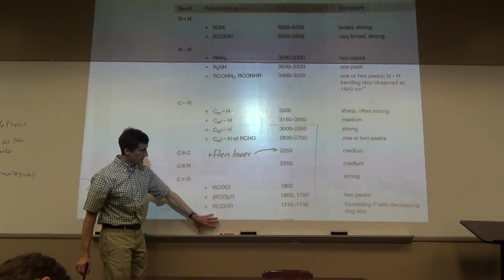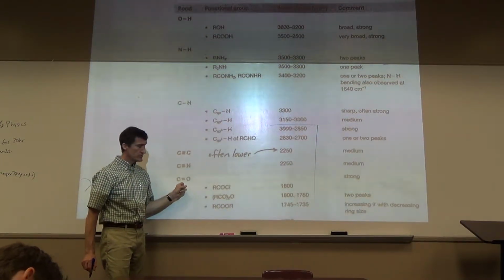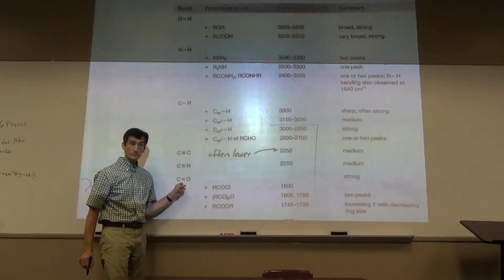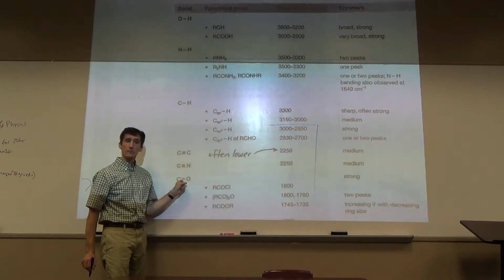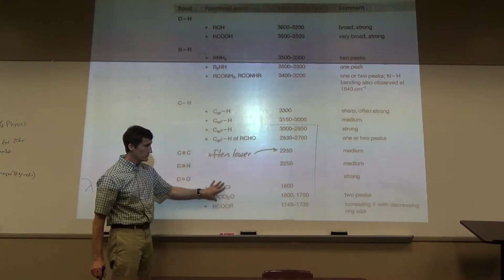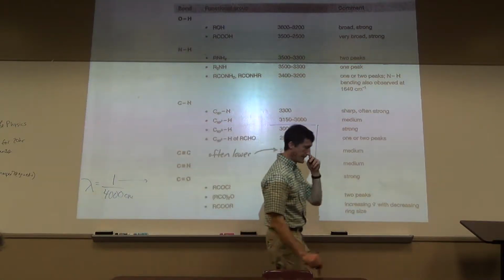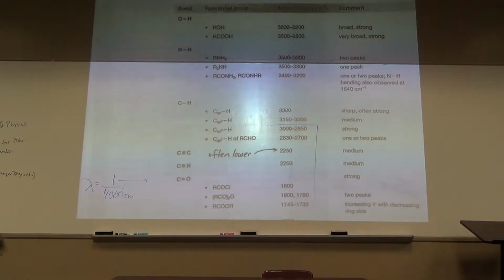There's also a good amount of variation in your carbonyl placement. In general, it's about 1,650 to 1,800. But that can vary, and they're just telling you the variation there.